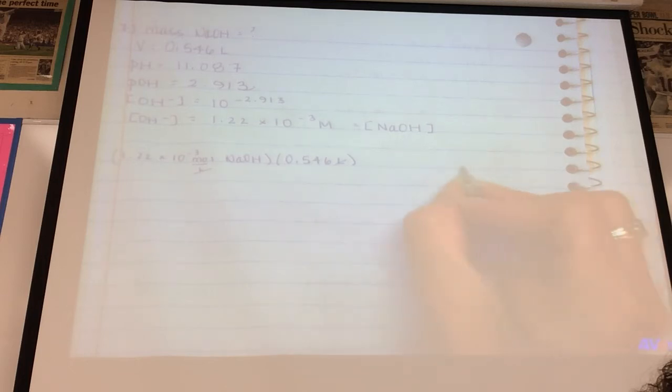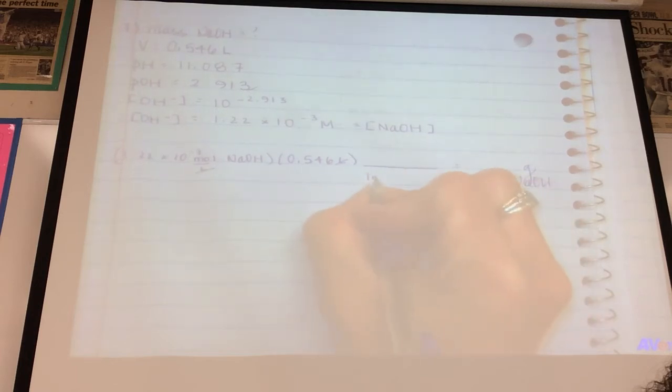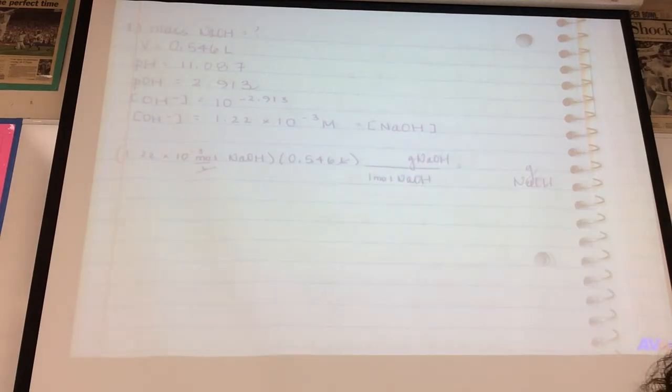And then how are we going to get to grams? Multiply by the molar mass. Yep. That's right around 40.